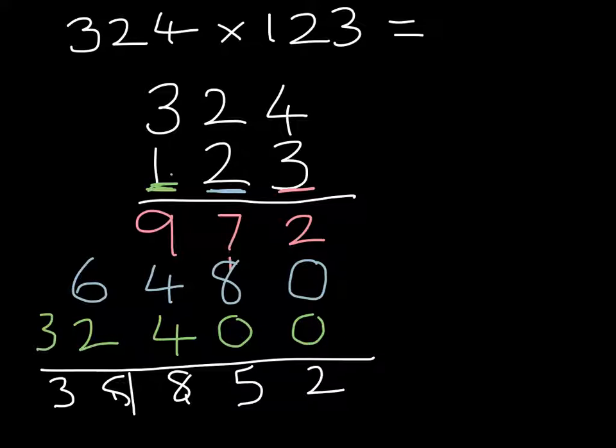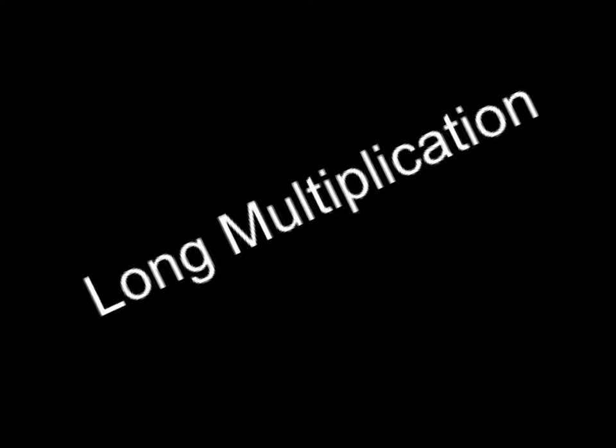So my answer is 39,852. And that's it. Follow the steps in this video step by step. Really think carefully about whether you're multiplying by 10, by 100, by 1,000 and so on, and think about where your place value needs to go, and then you won't go wrong.